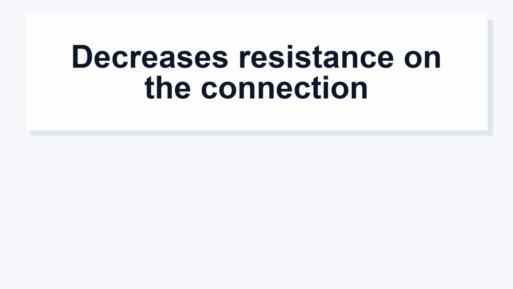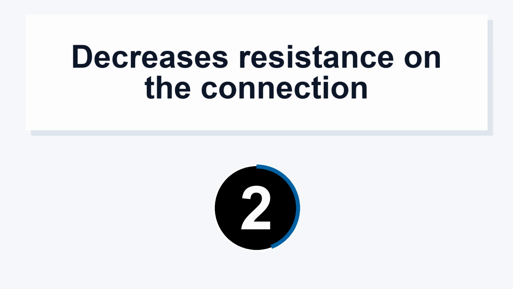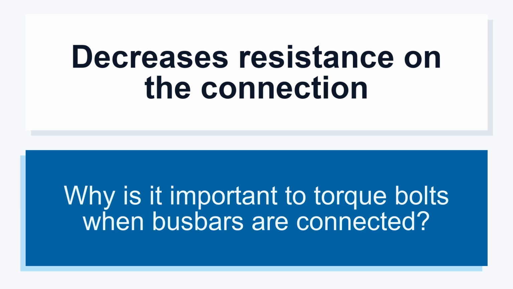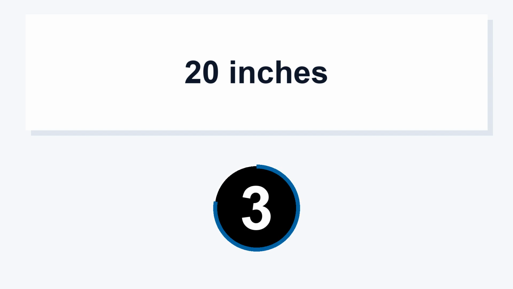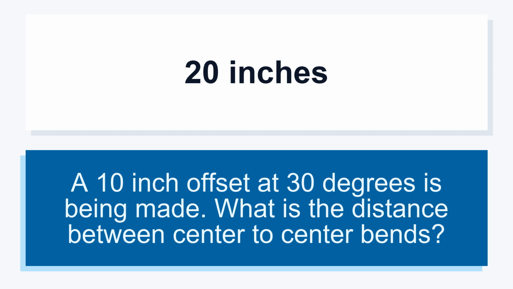Decreases resistance on the connection. Why is it important to torque bolts when bus bars are connected? 20 inches. A 10-inch offset at 30 degrees is being made. What is the distance between center to center bends? 1 inch.